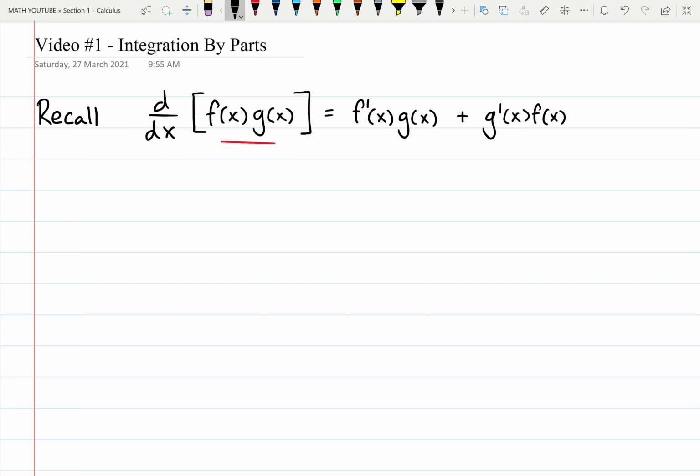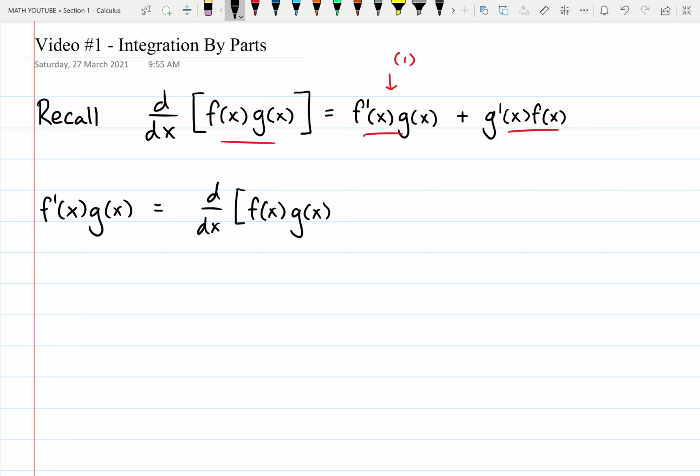How can we rearrange? Well, we just want to rearrange for one of these equations on the right hand side. So let's rearrange for the first one. Let's call it 1. So we subtract g prime of x, f of x from both sides, so we get f prime of x, g of x is equal to d dx f of x, g of x, subtract g prime of x, f of x.